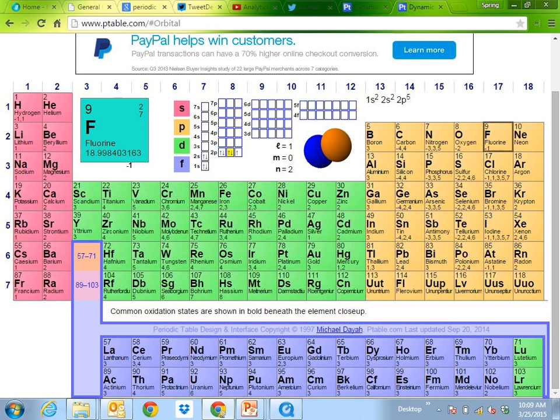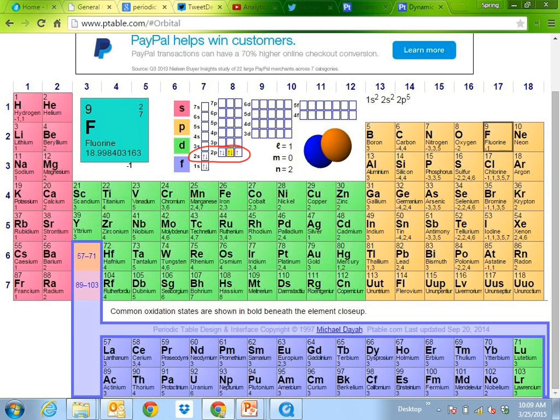Okay. So 7A, can you see the 7 valence electrons? Okay, 7 valence electrons would be right here. Right? Okay. So that's what I mean by valence electrons, and this is a great website.